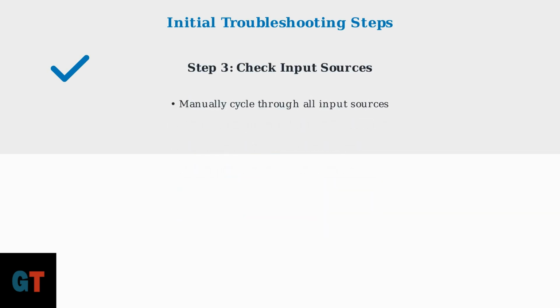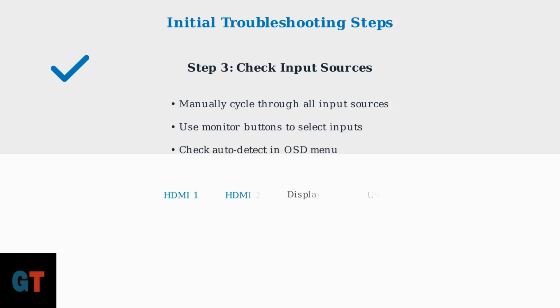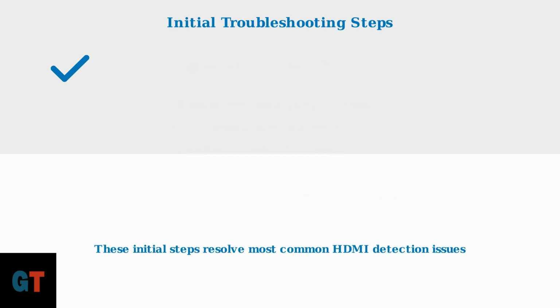Finally, manually cycle through all input sources using the monitor's buttons to ensure the correct input source is selected. Also check for auto-detect settings in the monitor's on-screen display menu. These three initial troubleshooting steps resolve the majority of common HDMI detection issues with Dell monitors. If problems persist, advanced troubleshooting methods may be required.